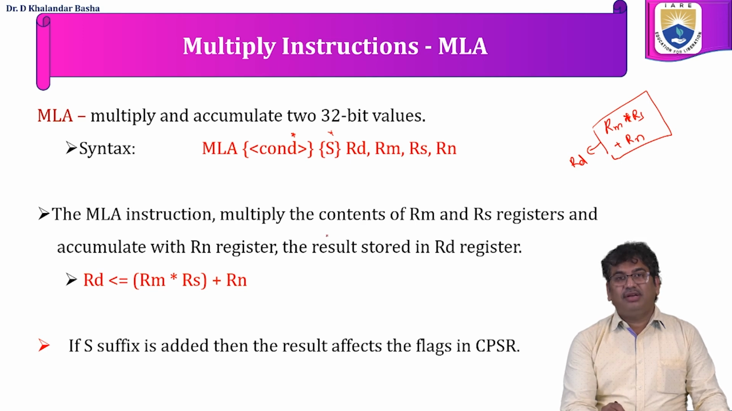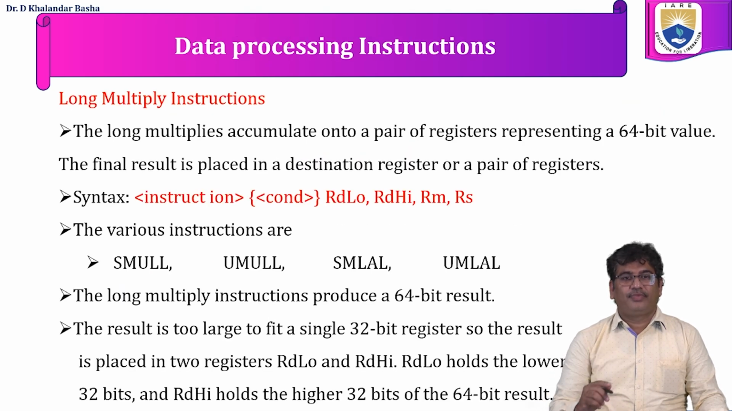The MLA instruction multiplies the contents of Rm and Rs register and accumulates with Rn register. The result is stored in Rd register. The functionality we can write as Rd is assigned with Rm into Rs plus Rn. If S is added as suffix for MLA instruction, that is MLAS, then this will update the flags in CPSR based upon the result which is obtained.